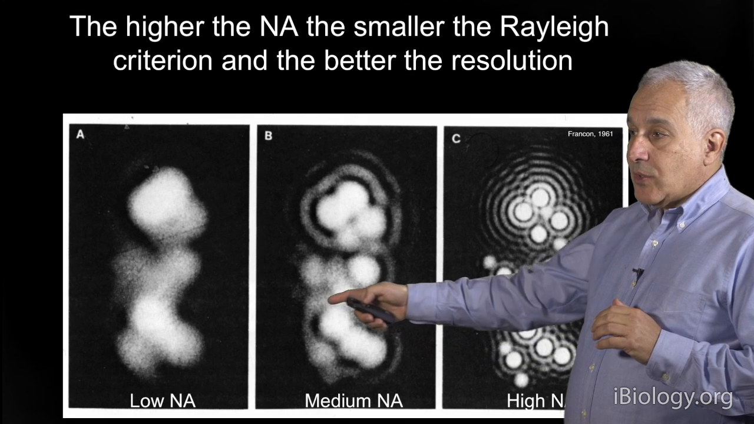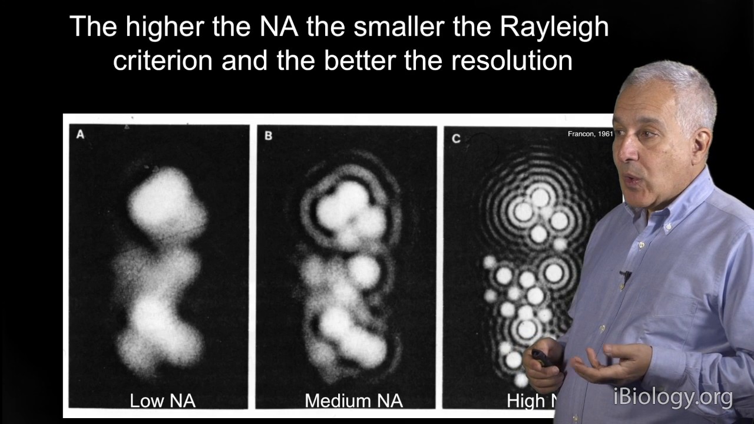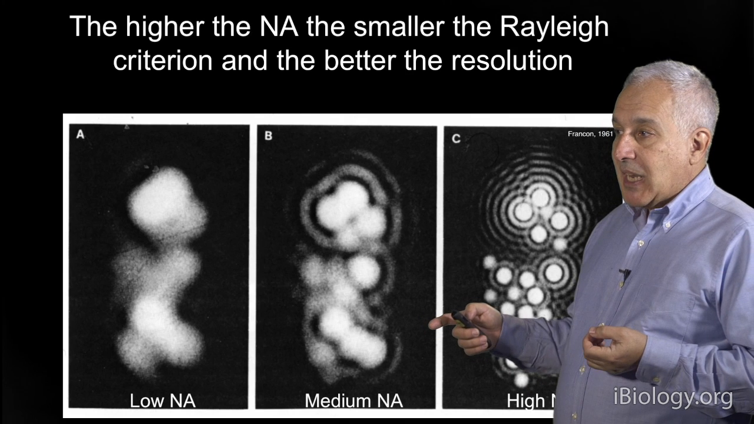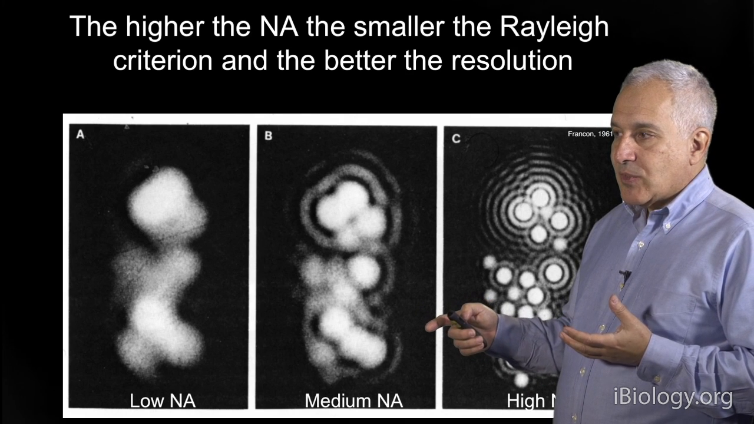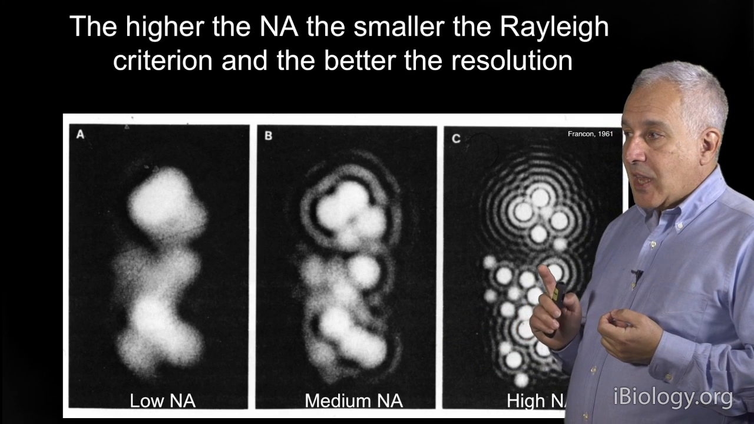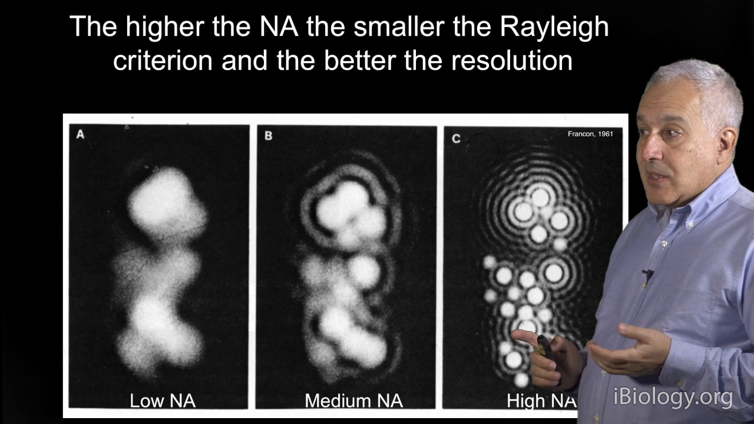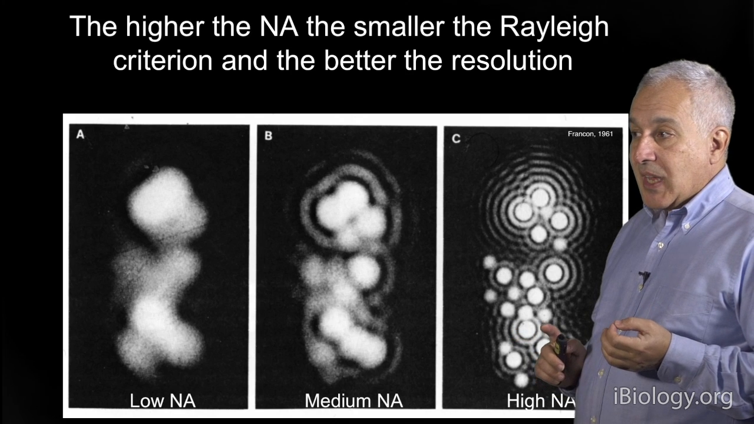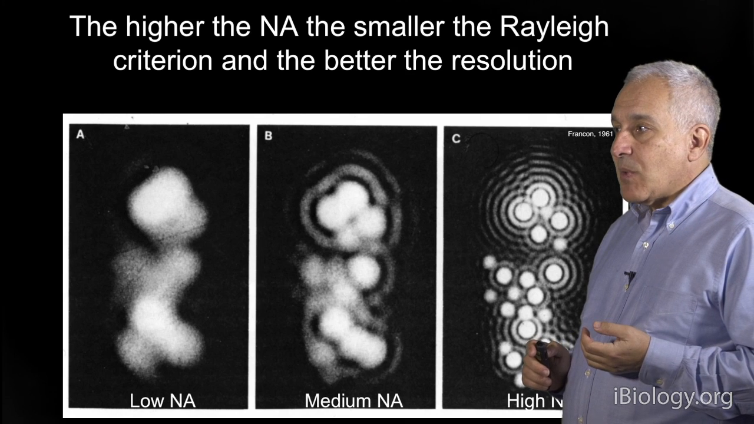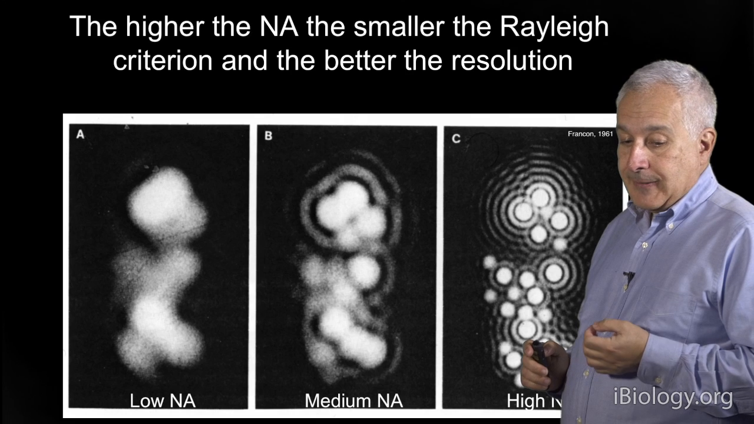And you can see with a low numerical aperture lens, you just have this big blob. You probably infer that there's more than one thing in there, but you could have a hard time counting. With a medium NA, you begin to get the sense that there are individual objects, but the exact number would be hard to see. But with a high numerical aperture lens, now you see this remarkable set of beads. They have lots of rings around them, but you can discriminate each and every one of them. So the higher the NA, the smaller the Rayleigh criterion, and the better the resolution.